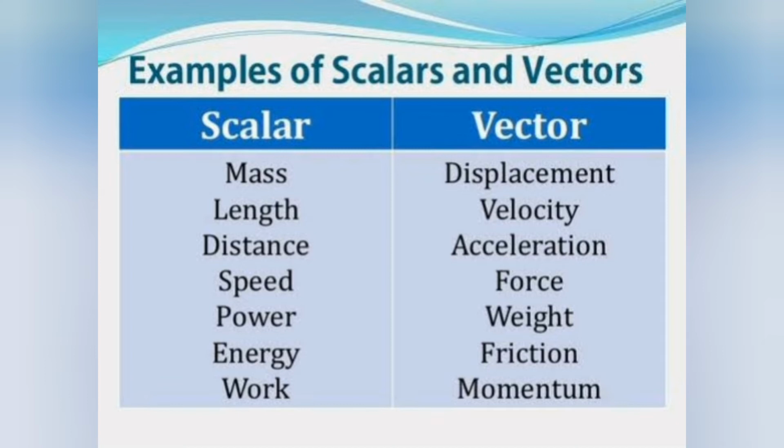Another type of quantity is called vector quantities. Quantities which have both magnitude and direction are called vector quantities. If we measure the speed of any vehicle, then we can say its speed is 60 km per hour. In which direction? East or west, north or south. So when we measure velocity, we need to talk about the direction. So velocity will be a vector quantity.